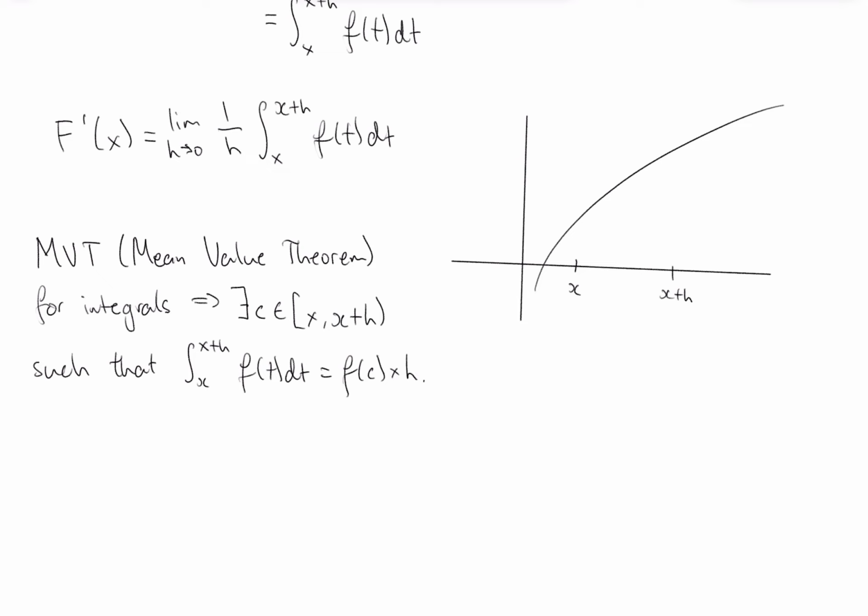So what this means is, if we're considering this left-hand side here, so we have some function as we've drawn here, and we want to evaluate the integral from x to x plus h. The mean value theorem for integrals says that that is just equivalent to some f of c, for some c, times h. So say if we have c here, it could be anywhere between x and x plus h.